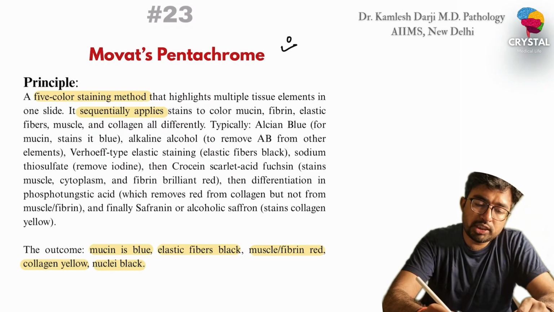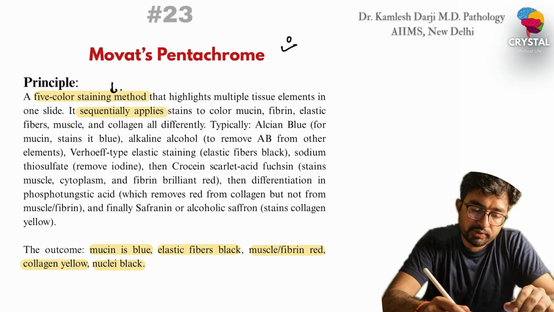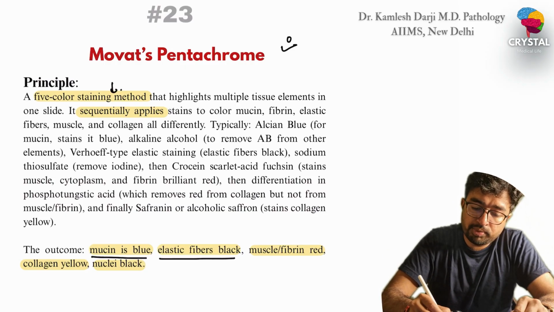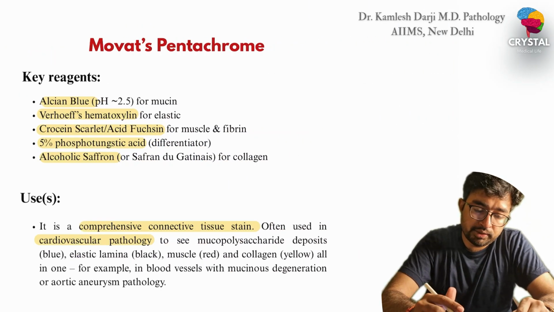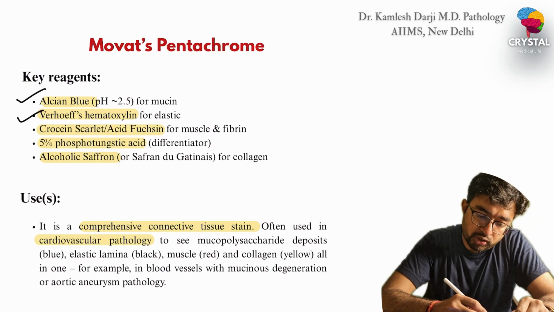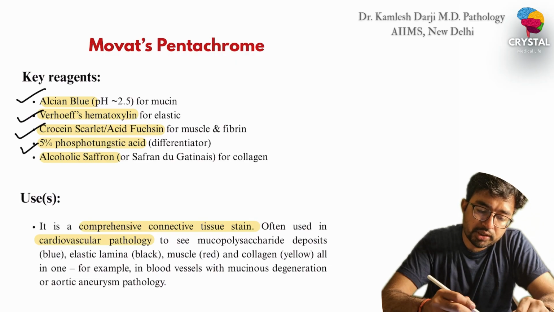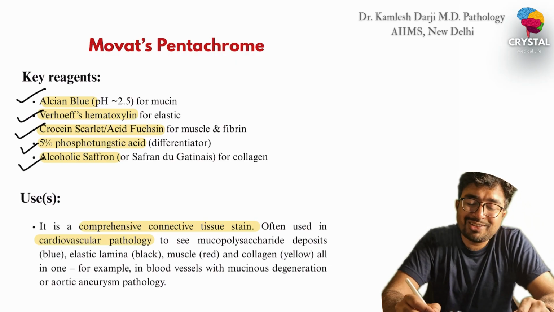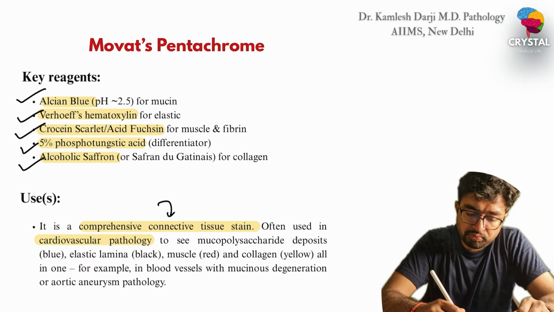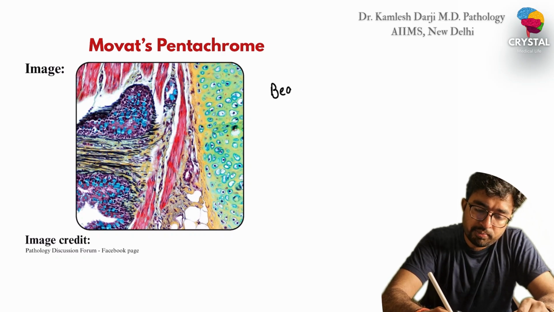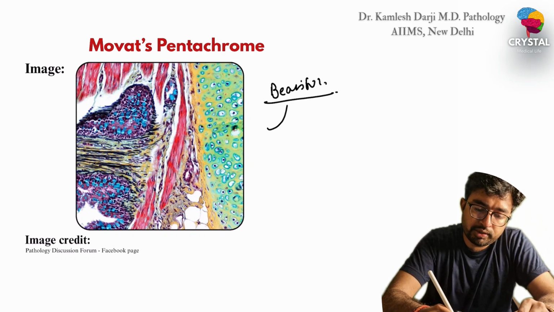Elastic fiber also demonstrates hepatitis B surface antigen in hepatocytes and intracellular copper. Next stain is the Movat's pentachrome. It is a 5-color staining method, subsequently applied. Here you will see the mucin as blue, elastic fibers as black, muscle as red, collagen as yellow, and nuclei as black color. So what are the key reagents? Alcian blue, Verhoeff hematoxylin, Crocein scarlet or acid fuchsin, 5% phosphotungstic acid, alcoholic saffron, and we are using it in cardiovascular pathology. So this is a beautiful stain in histopathology.